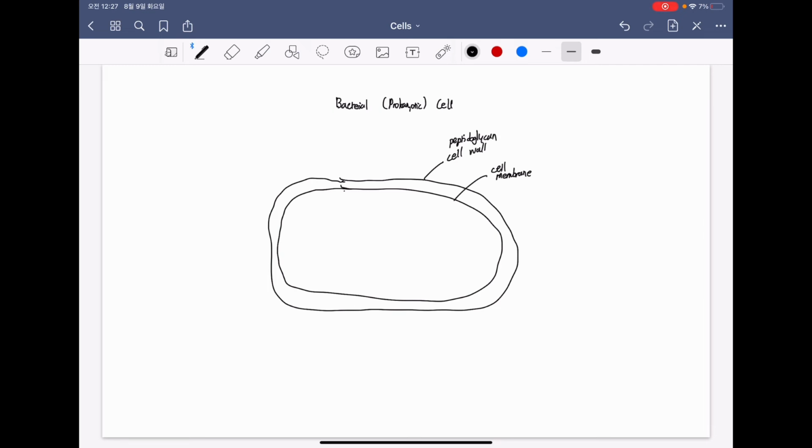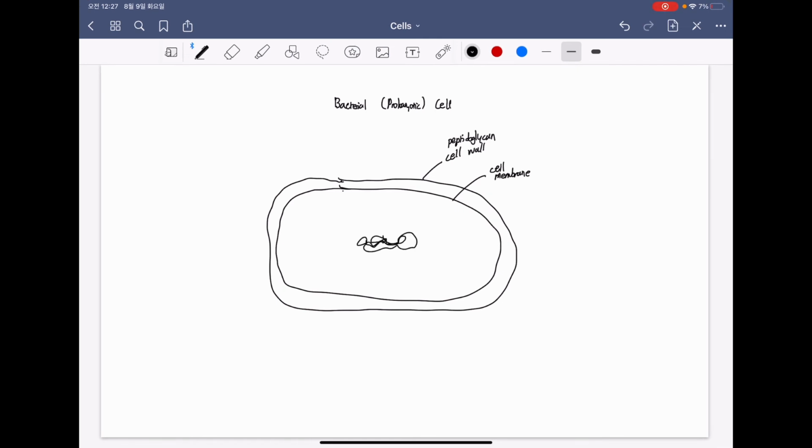Prokaryotic cells don't have a nucleus, so they just have naked genetic material here. We can call it the naked DNA or the nucleoid. It's another name for it. It does not have Golgi nor rough ER. It also doesn't have mitochondria because their metabolism happens on their cell wall. It also has ribosomes because they still need to produce proteins for use.